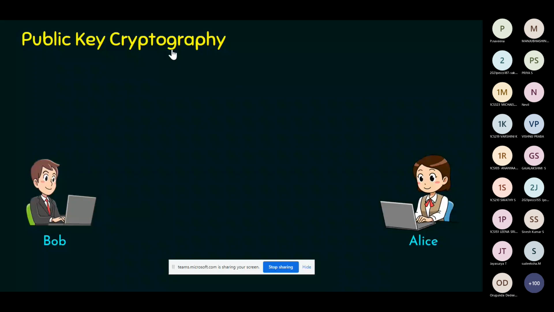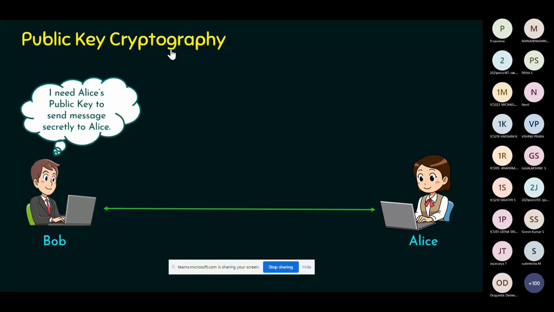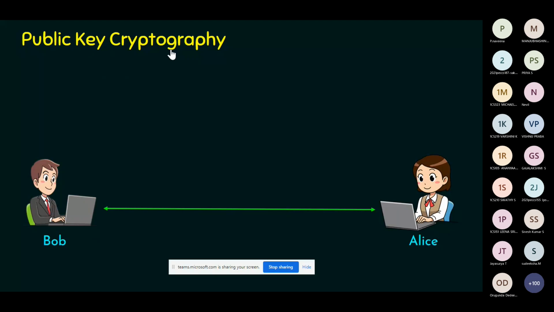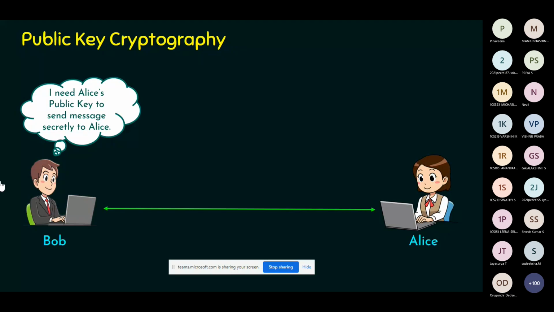Public key cryptography. Before they do the data communication, they have to generate the keys. Let's say Bob is going to send some message to Alice. Remember, for understanding purposes only, we are using Bob and Alice. But in reality, a browser is going to communicate with a server. So the browser is considered as Bob and the server is considered as Alice. This is merely a representation.